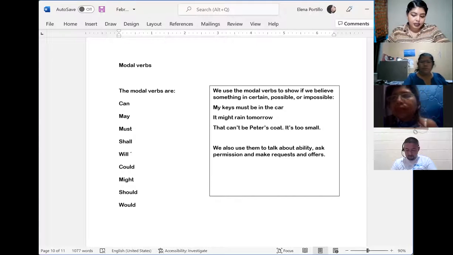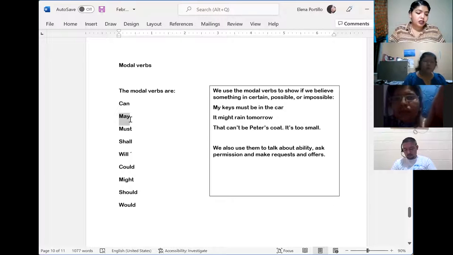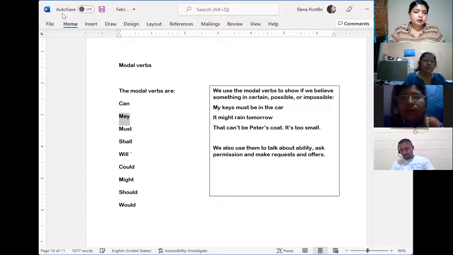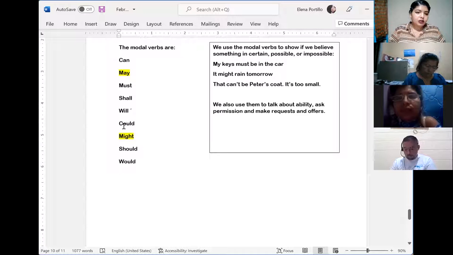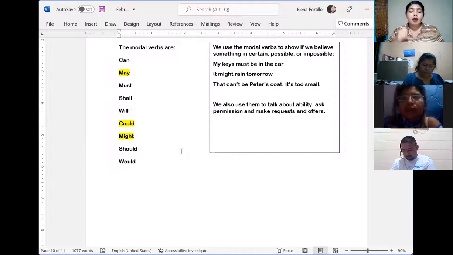For the first one, it says that we can use the modal verbs for something that is certain or is a probability. And we say that for something that is a possibility, we can use may, might, and could. We are going to mark in different colors may, might, and could. They are used to talk about something that is possible. In this case, the three of these are to talk about when something is possible, but not certain. Es posible, pero no es algo que va a suceder en realidad. We can use may, could, and might.